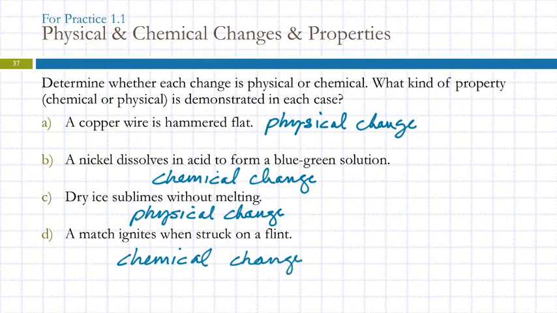So you demonstrate that property or that change, and what do you have left? Do you have the same match that you started with? No, you can't do it again, right? Because it got changed. The copper wire, you hammer it flat, still copper. The match, you strike it, it burns, now you don't have the same match left.